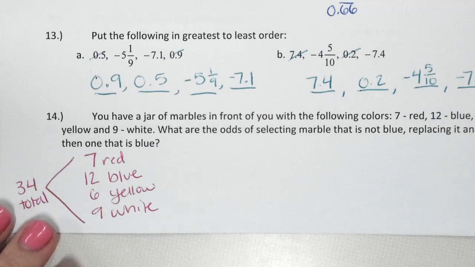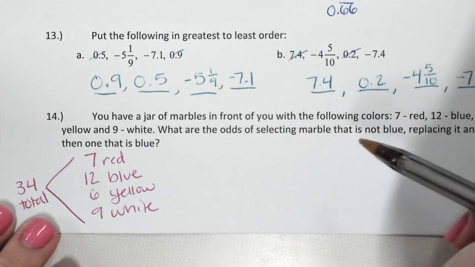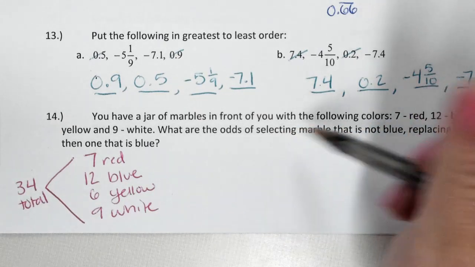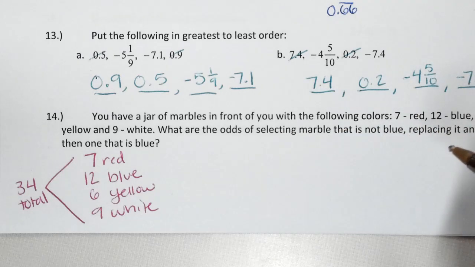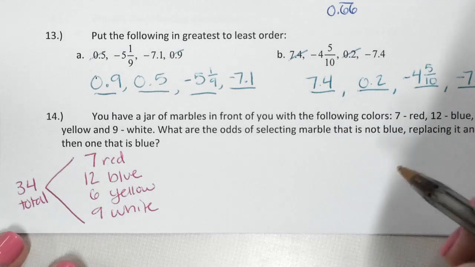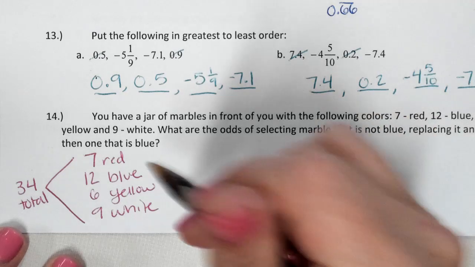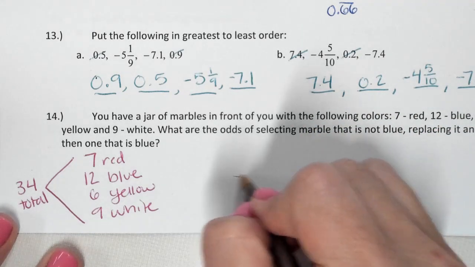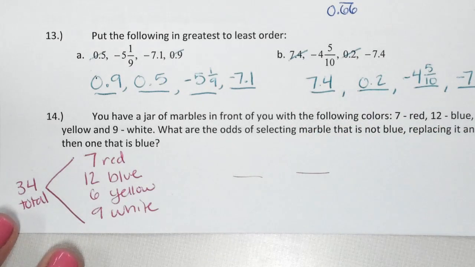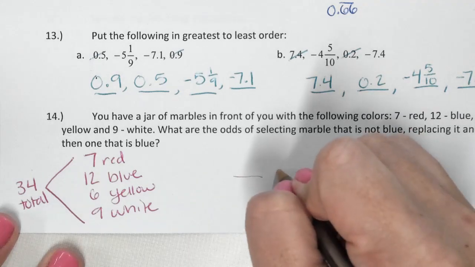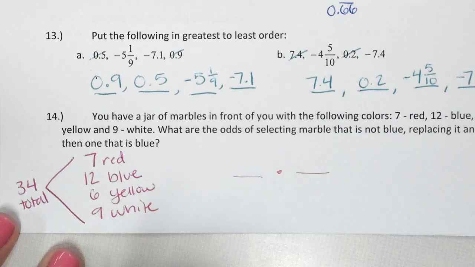Okay, so it says, what are the odds of selecting a marble that is not blue, replacing it, and then one that is blue? So I know I'm doing 2 selections. So I need 2 fractions, and I'm going to multiply. So I know that I want one that is not blue the first time. There's 2 ways to find that. I can do my total minus 12, or I can do 7 plus 6 plus 9.